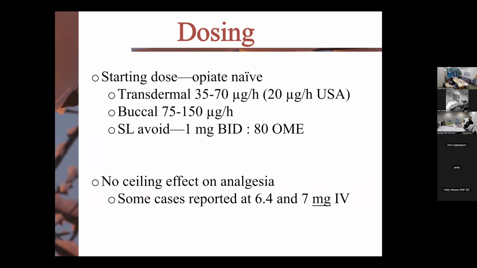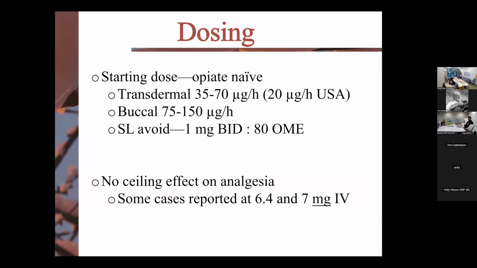So when we're starting the dose for patients, if somebody's opiate naive, transdermal, you can do 35 to 70, good place to be. But even with somebody naive, you can start them at that 20 microgram an hour patch. The problem is you can't go higher than that patch. So that you're starting at that highest available dose we have.